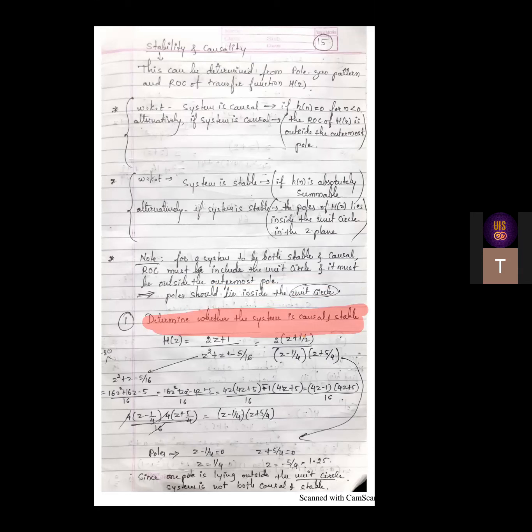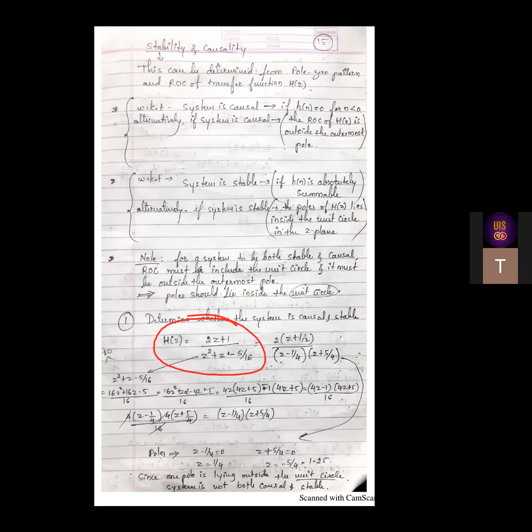This third case, both stable and causal. So what we should check now is whether the poles lie inside the unit circle or not. The given is H of z, which has a certain numerator and denominator. So H of z is given to you.